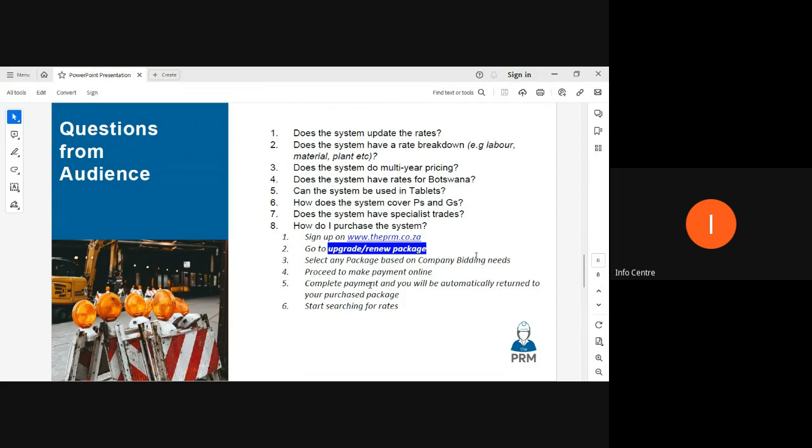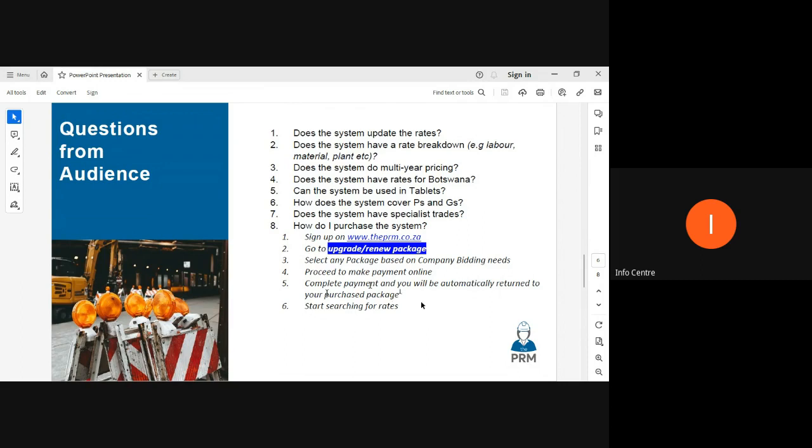You can then, from the package on the system itself, just proceed to make an online payment. You enter your payment details, the usual, and then you complete the payment. Number 5, and you'll be automatically returned to the package that you've purchased within 10 seconds, I think. Once that is done, you'll start using the system.